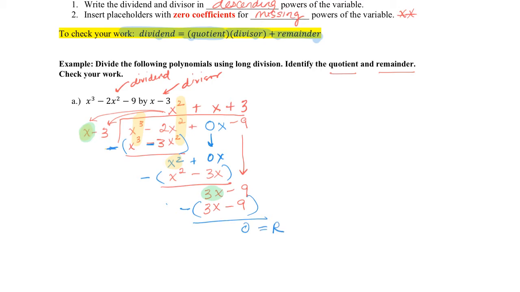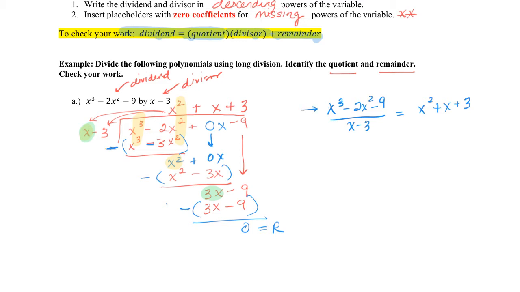So now when I write my final answer, the way I would like you to write your final answer is this. We're going to write our dividend. So my dividend was x cubed minus 2x squared minus 9 divided by the divisor. The divisor was x minus 3 equals the quotient, which was x squared plus x plus 3 plus the remainder, and my remainder was 0, so I'm not going to bother to write remainder.